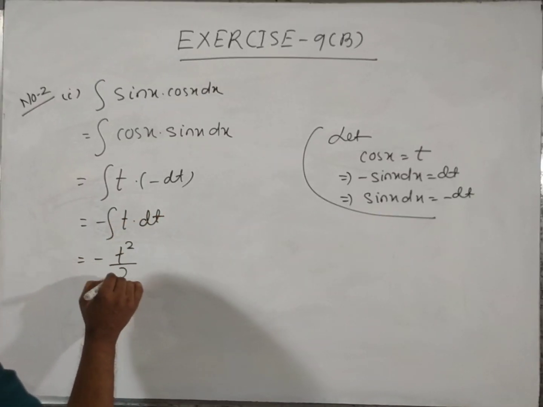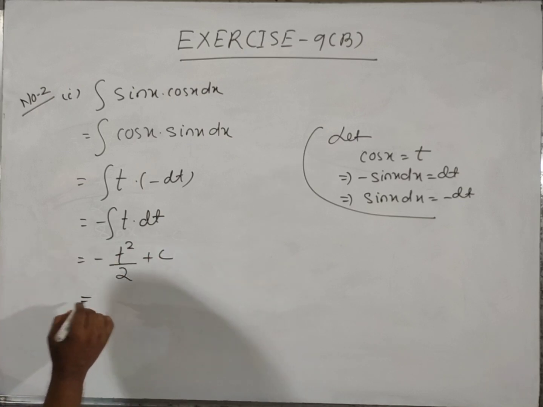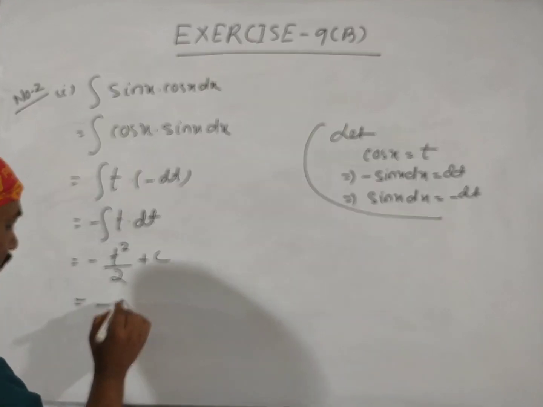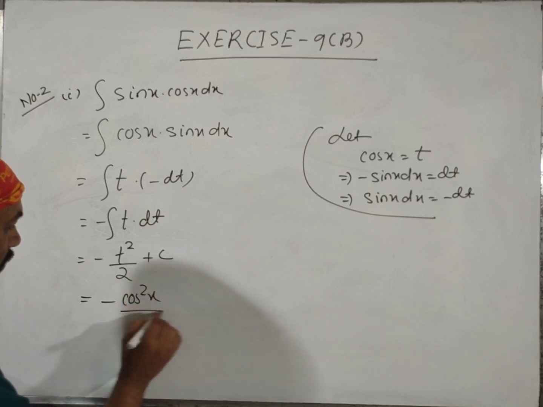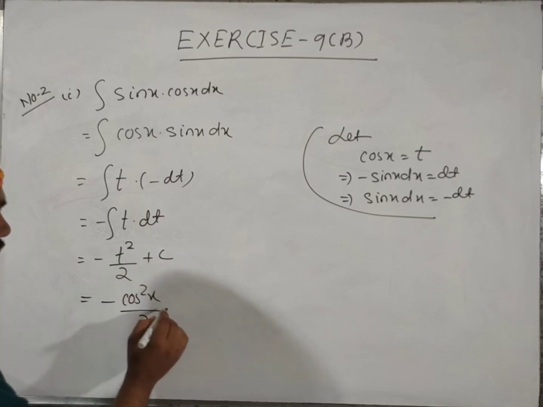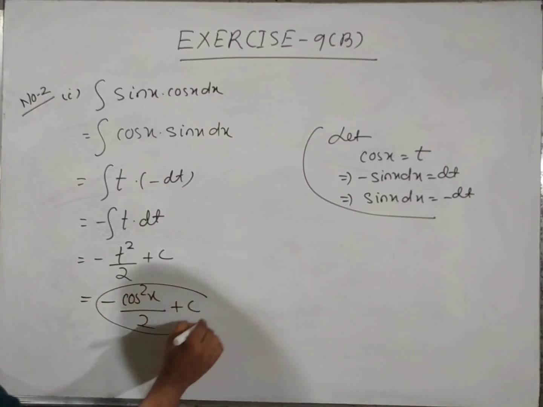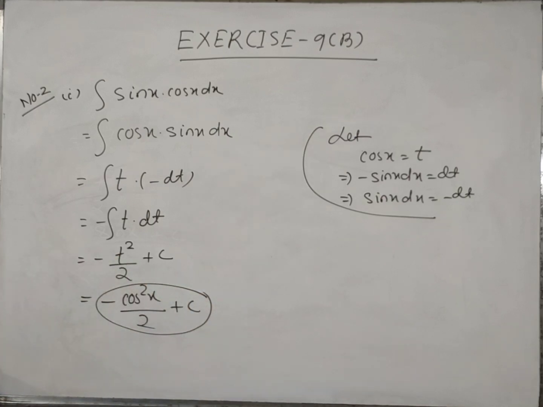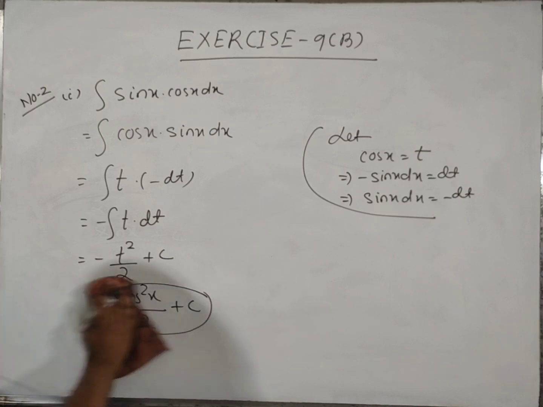minus t square divided by 2 plus any constant c, and in place of t we can put cos x, so it will be minus cos square x divided by 2 plus any constant c. It is another method. Then let us go through the third method for this problem.